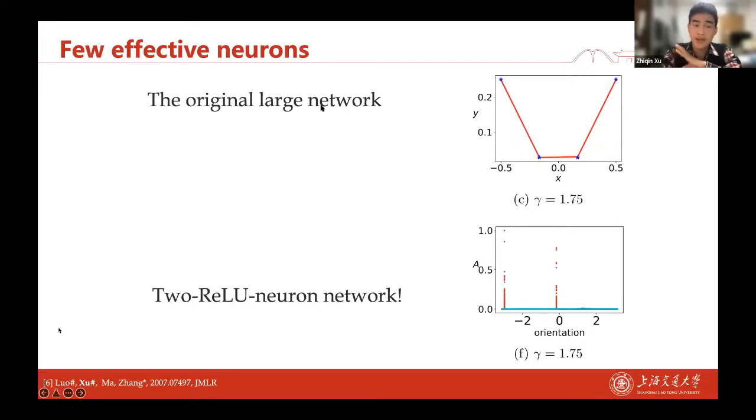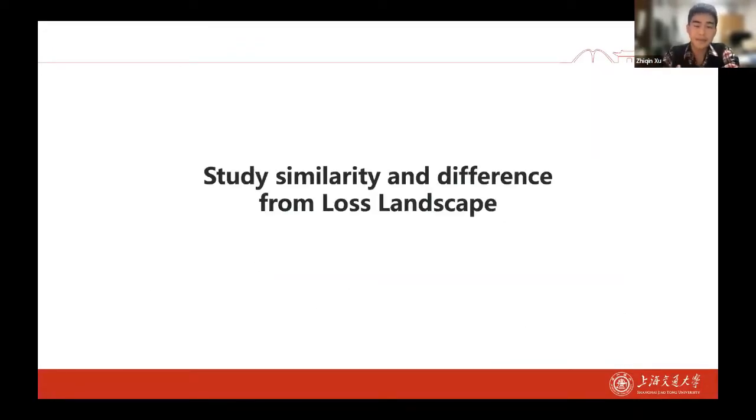So now let's get back to this picture. The original neural network is very large, and actually after learning or training, the neural network is very similar to a two-neuron network. So why do we need to use so much energy to train a very large neural network? Why don't we just use a two-neuron network? So what's the difference between these two kinds of neural networks? Is there any similarity or difference? We study their similarity and difference in this talk from the loss landscape.